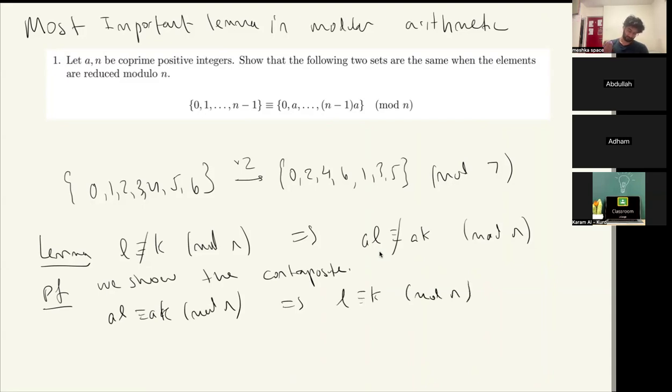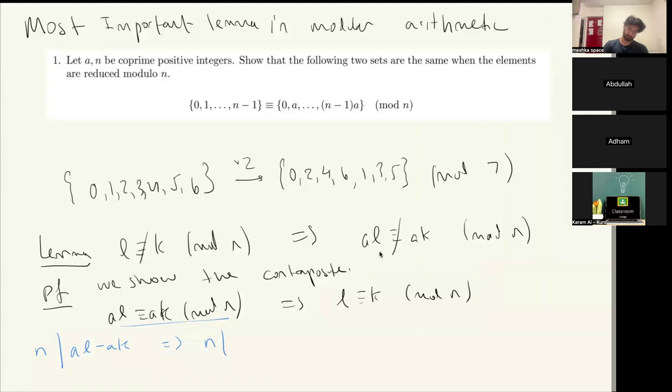And how do we do this? We'll start with the blue. This implies that AL minus AK is divisible by N. Or we can prove that AM is congruent to 0 modulo N is equivalent to M being congruent to 0 modulo N. It's the same thing. So Karam is pointing out that this statement is equivalent to showing something else.